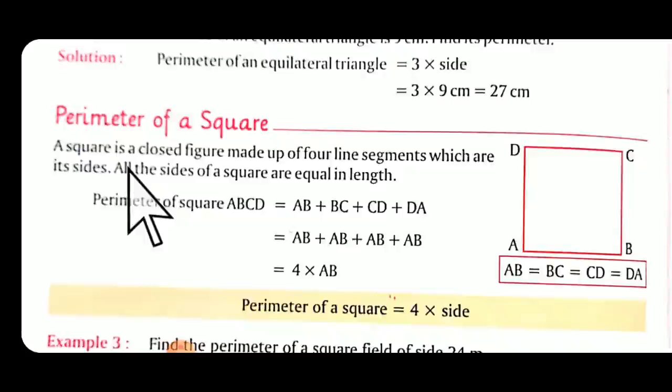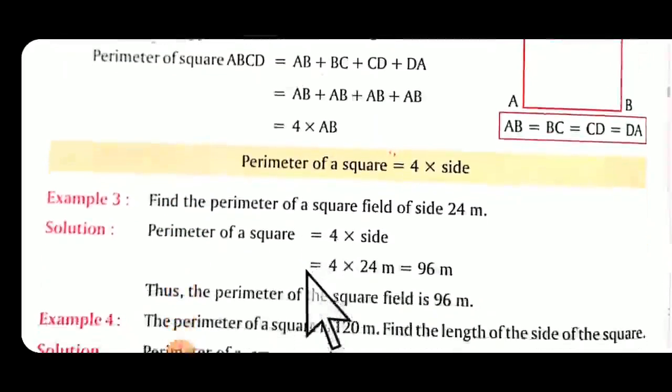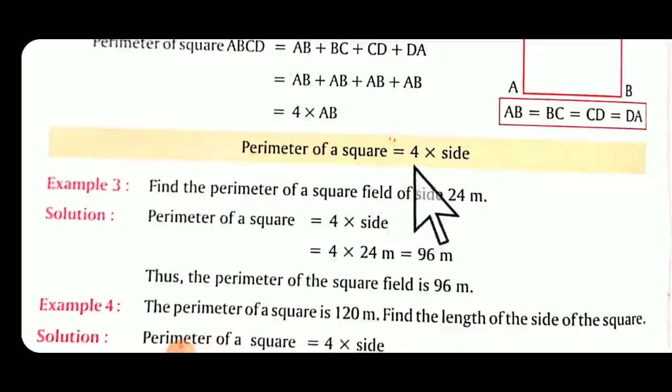Next, perimeter of a square. See, what is a square? A square is a simple closed figure made up of 4 line segments which are its sides. All the sides of the square are equal in length. So, the formula is you can do either perimeter of a square AB plus BC plus CD plus DA, or you can write perimeter of a square is equal to 4 into sides. A square has 4 sides and each side is how much, that you need to write because all are equal.